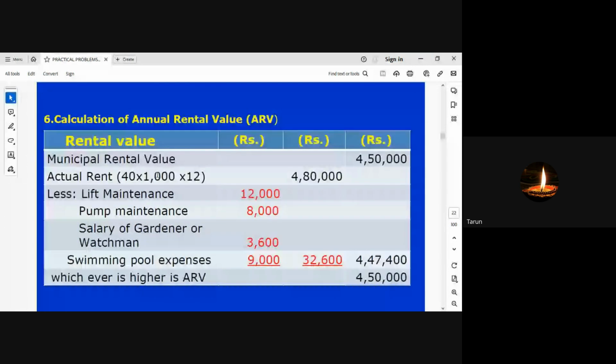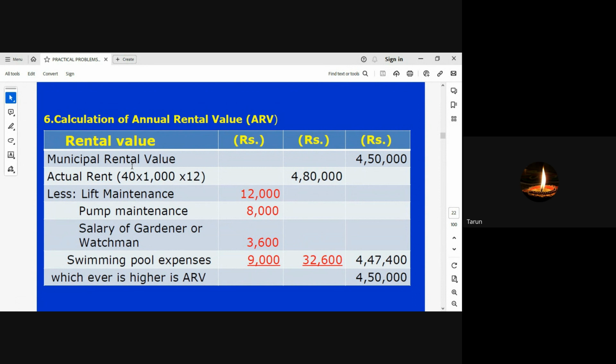So this is a procedure that you have to follow. Municipal rental value 4,50,000 and actual rent. In the question there is no standard rent given, no expected rent given, no rent has been given, so that means these terms will not be used in the question, right? So directly you can easily use municipal rental value and actual rent.